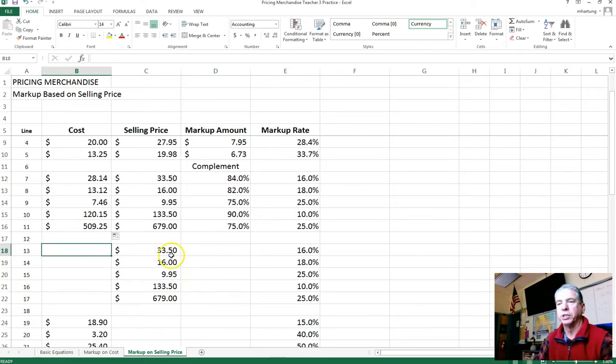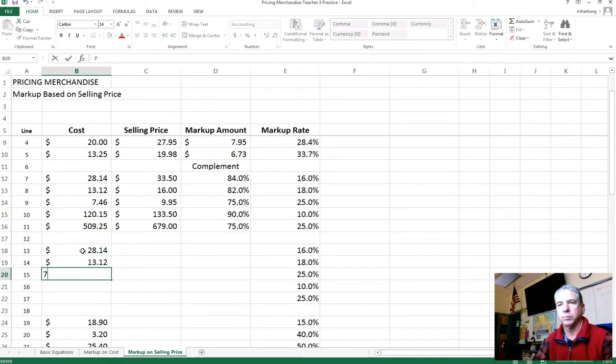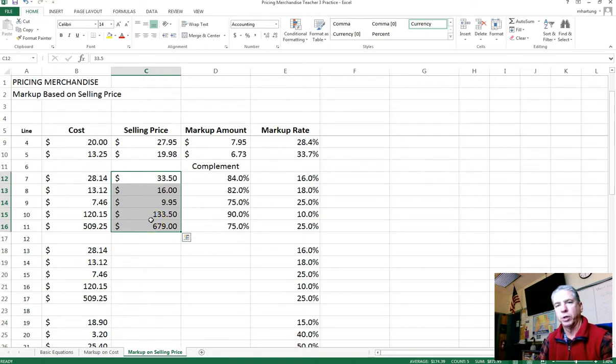Let's change this worksheet just a little bit here. You notice these numbers here are the same, but for practice, let's go ahead and do this. Let's delete these. And then let's go ahead and key in these cost values here. And in that way, we can do our calculations and compare them to the selling price here to make sure that our methods are working.